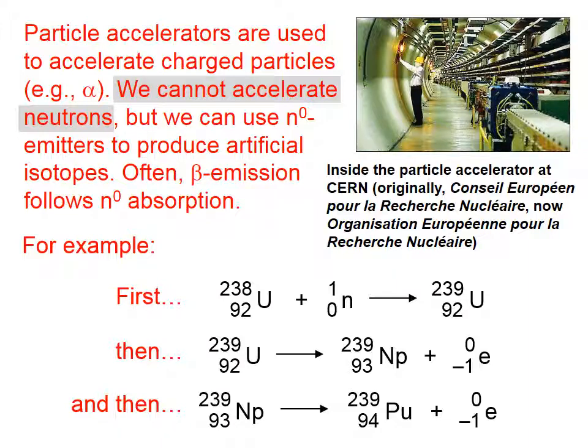Why do we care about this? We care about this because uranium-238 is rather plentiful, but it's not fissile, which means it can't sustain a nuclear chain reaction. Plutonium-239, on the other hand, is fissile. It can sustain a nuclear chain reaction. Here we're producing more plutonium-239 out of the rather plentiful uranium-238.